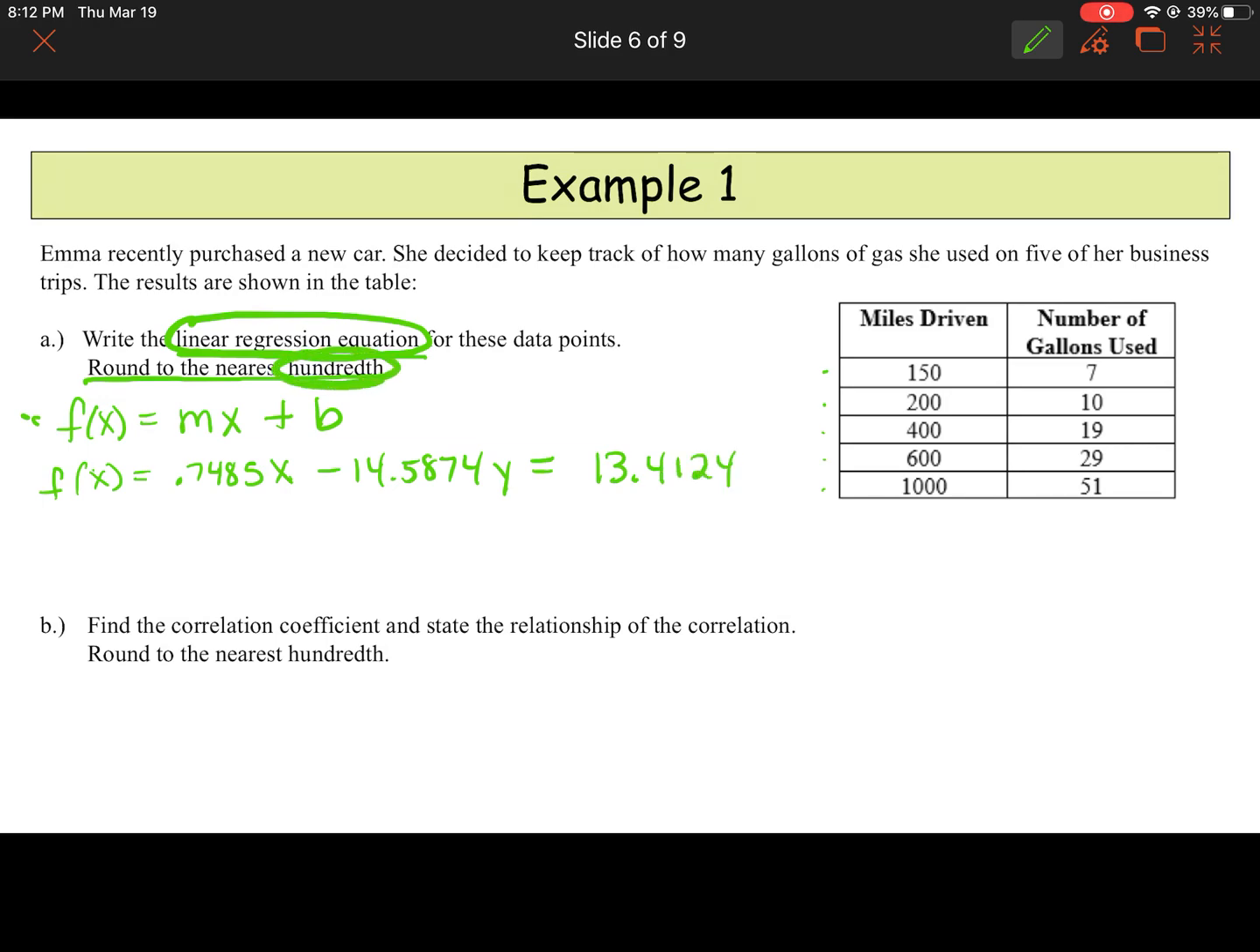Okay, we need to round this to the nearest hundredth. So remember, the nearest hundredth: you have your tenths, your hundredths, your thousandths, and your decimal is here. So the thousandths is the second place over, okay? So we only want to keep 2 places after the decimal.